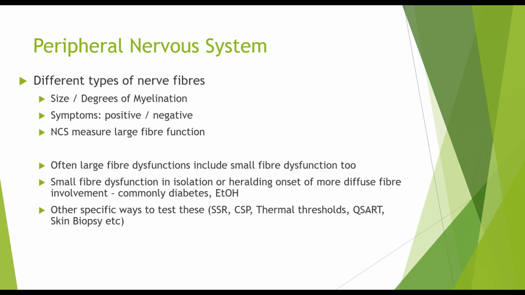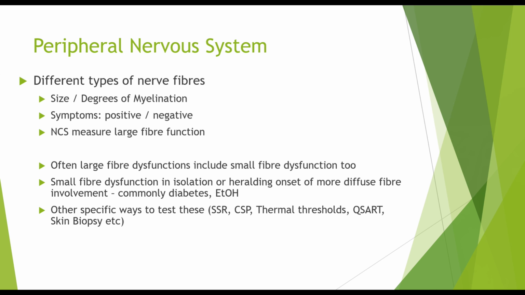Now, there are very specific ways in trying to test these small fibre dysfunctions. Some of these you can actually do with your standard nerve conduction equipment. For example, the sympathetic sweat responses or the cutaneous silent periods are things you can actually already do with your nerve conduction tests.